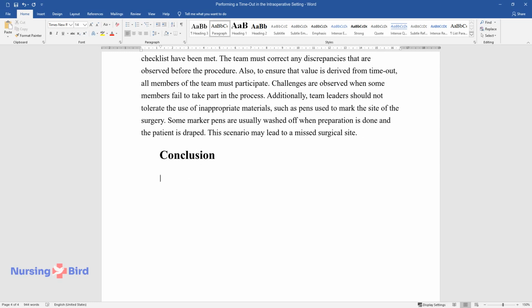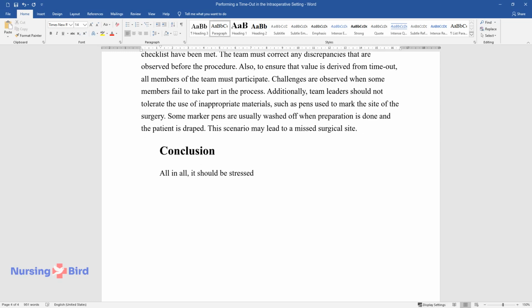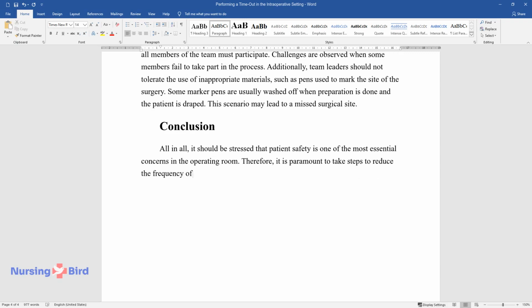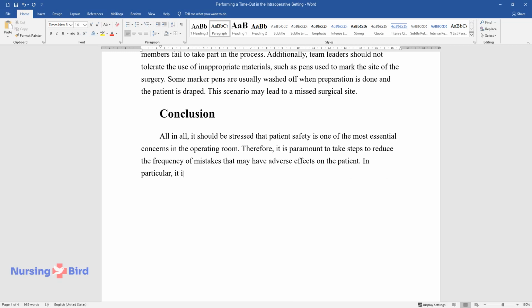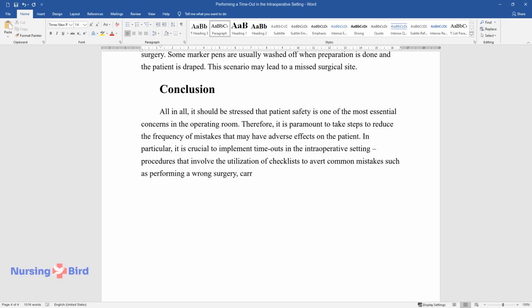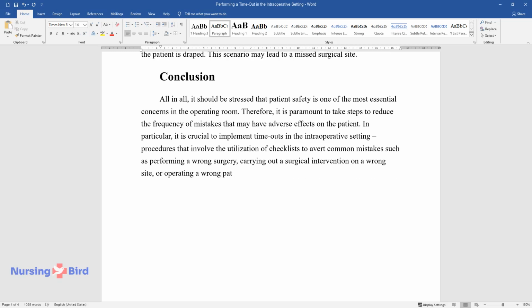Conclusion. All in all, it should be stressed that patient safety is one of the most essential concerns in the operating room. Therefore, it is paramount to take steps to reduce the frequency of mistakes that may have adverse effects on the patient. In particular, it is crucial to implement timeouts in the intraoperative setting, procedures that involve the utilization of checklists to avert common mistakes such as performing a wrong surgery, carrying out a surgical intervention on a wrong site, or operating on a wrong patient.